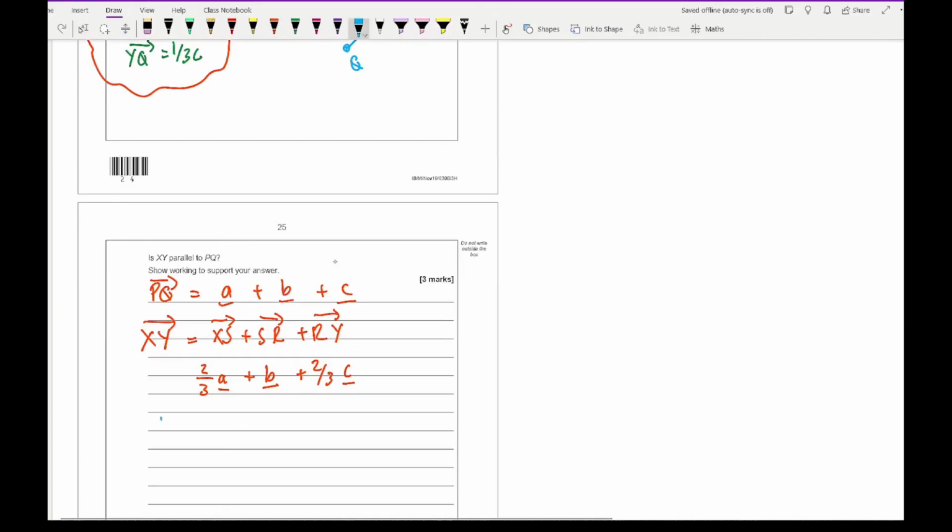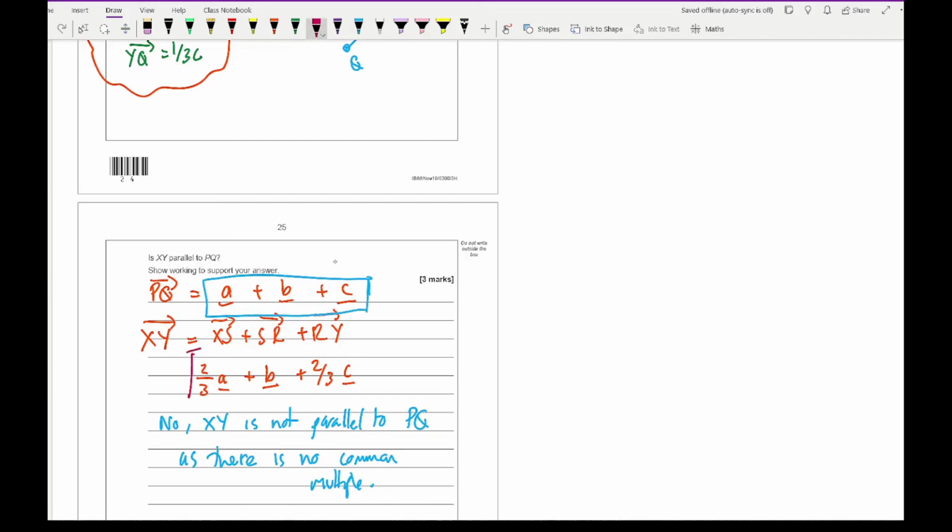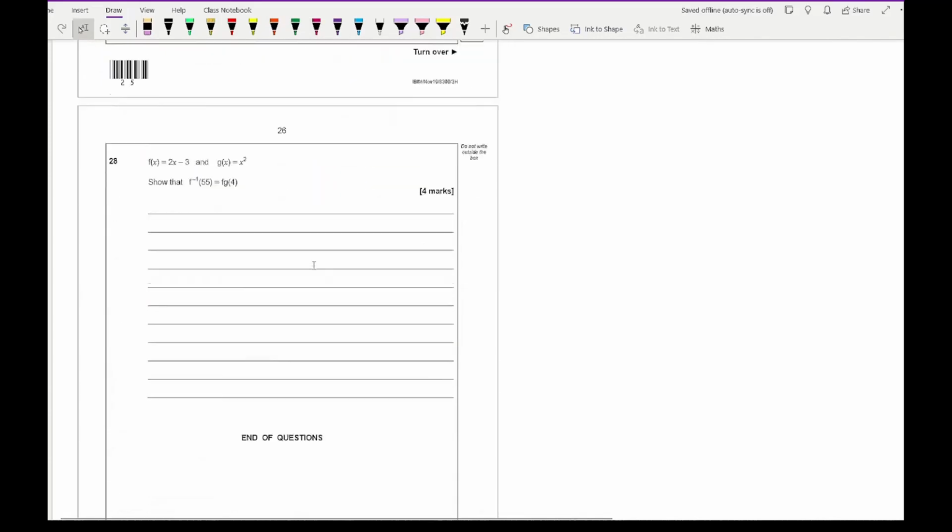Well, no, they're not. So no, XY is not parallel to PQ, as there is no common multiple. So for the lines to be parallel, there needs to be a number that I can multiply this by to get this. Now, unfortunately, there isn't, because if the B had 2/3, then it would be parallel, but because the B is by itself and isn't 2/3, then it's not parallel. So that there is going to be my answer, and that should be enough for the 3 marks.